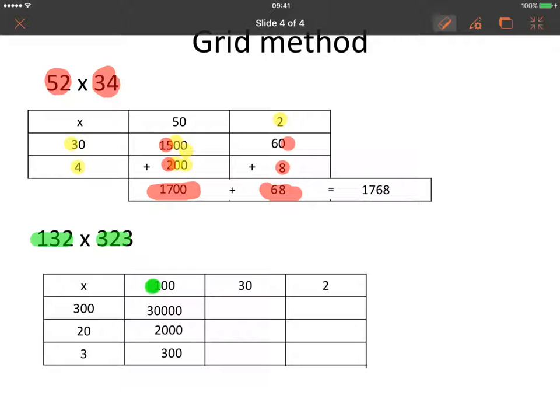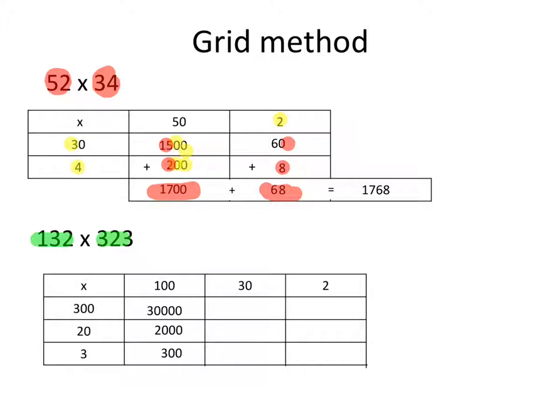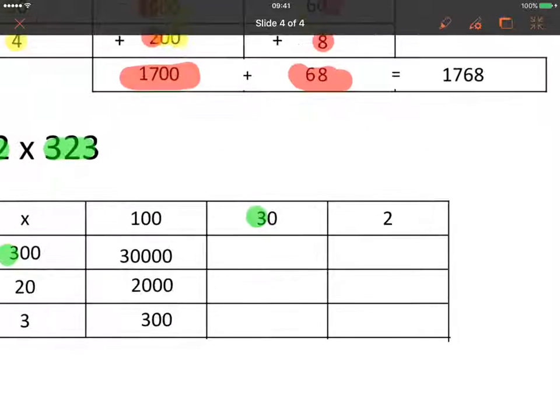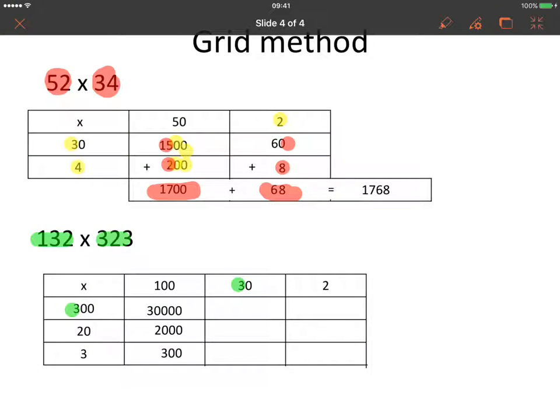Moving on to the next one. 3 times 3 is 9, but I still have 2 zeros here and 1 zero there, and that will make it 3 zeros. Therefore, 3 times 3 is 9, with 3 zeros, 9,000. 2 times 3 is 6, but I have got 1 zero here, 1 zero here, so now I've got 600.